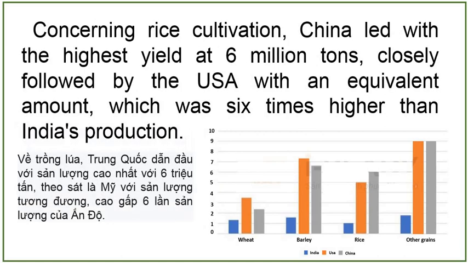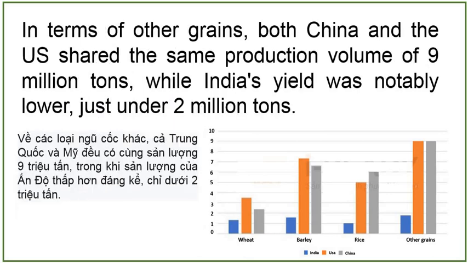Concerning rice cultivation, China led with the highest yield at 6 million tons, closely followed by the USA with an equivalent amount, which was 6 times higher than India's production. In terms of other grains, both China and the US shared the same production volume of 9 million tons, while India's yield was notably lower, just under 2 million tons.